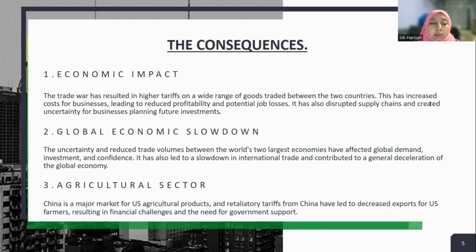China is a major market for US agriculture products, and retaliatory tariffs from China have led to decreased exports for US farmers, resulting in financial challenges and the need for government support.